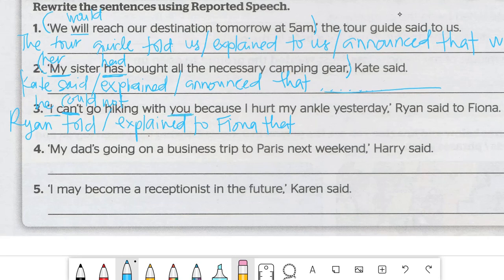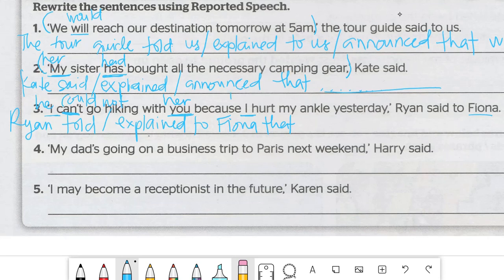You, siapa? Who is you? Yeah, you is referring to Fiona. So change to with her, pronoun. Yeah, with her because I hurt my ankle yesterday. I, siapa? Because I is referring to Ryan. Ryan, so we have to change this into what pronoun?